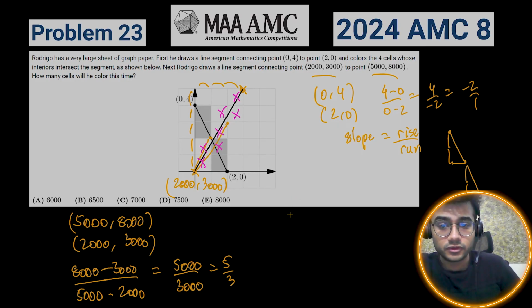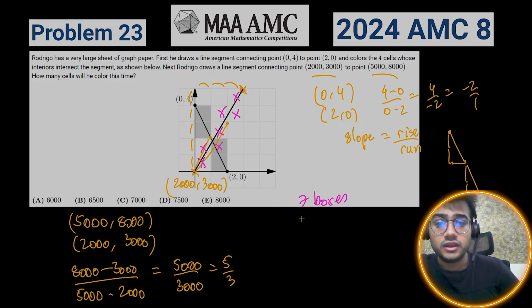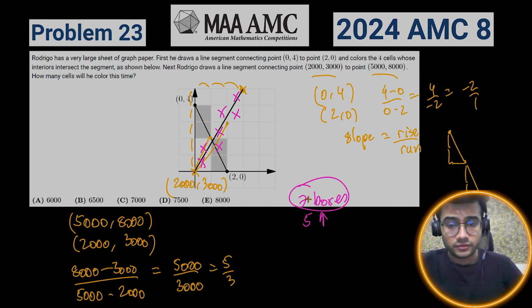Okay, so within each of those blocks, right, it's going to cut 7 boxes. So it's going to keep going like that until we reach the point 8,000, 5,000, 8,000. And an easy way to think about how many of these blocks are going to be there is just thinking in one direction. So every 5 we go up, we cut 7 boxes, right?